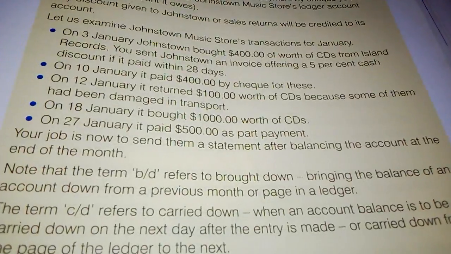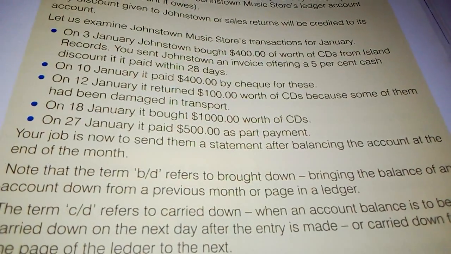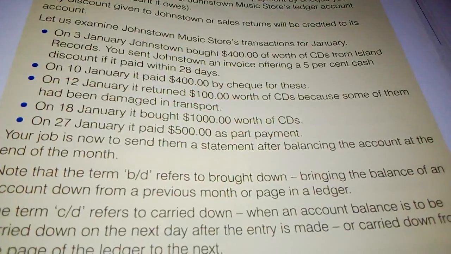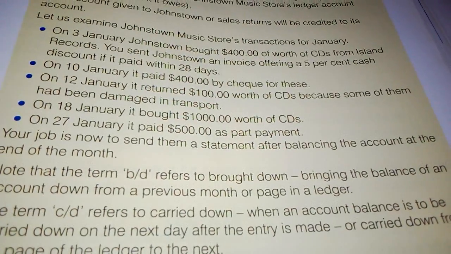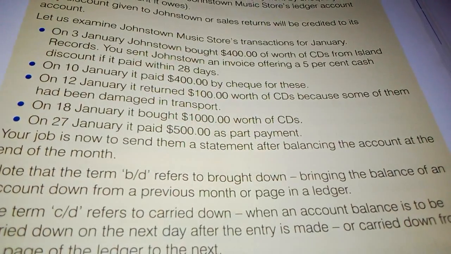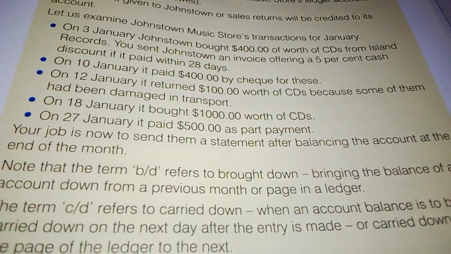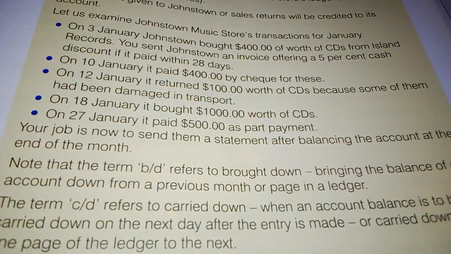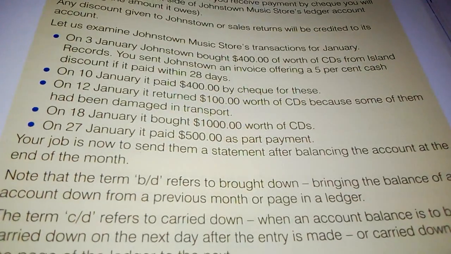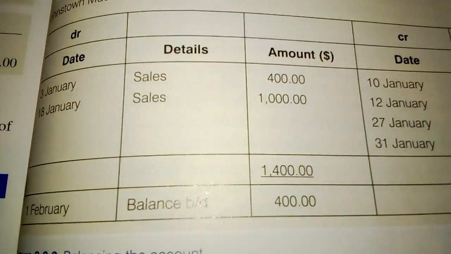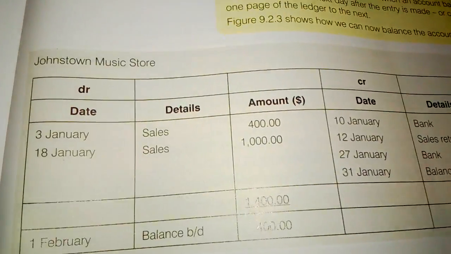So here we have it where on January 3rd, Johnstown bought $400 worth of CDs from Island's Record, right? You send Johnstown an invoice offering a 5% cash discount if it is paid within 28 days. So let us see what it is now. On January 3rd, here we have it.